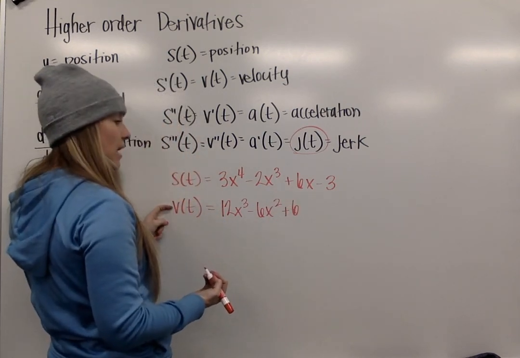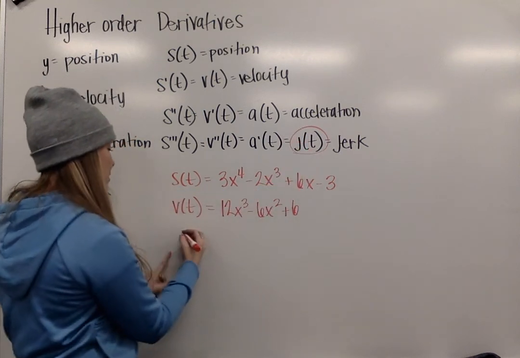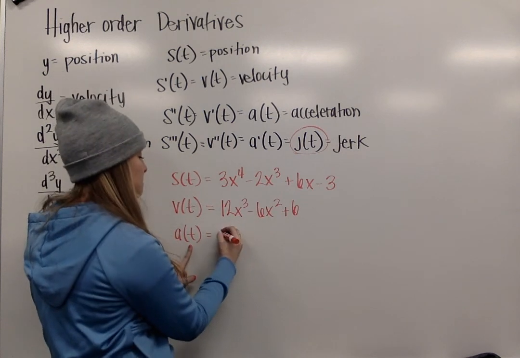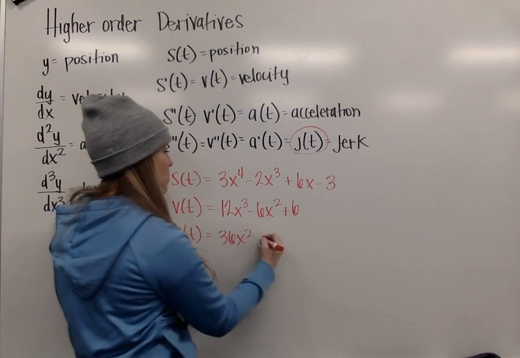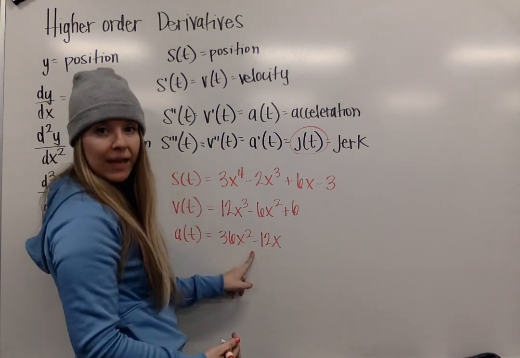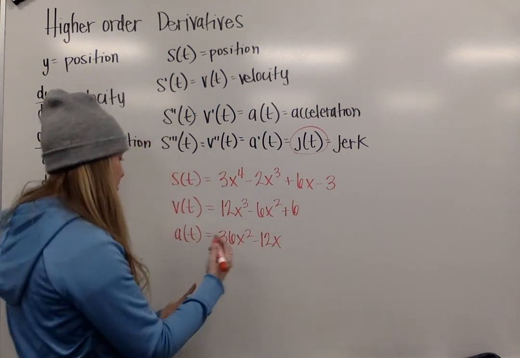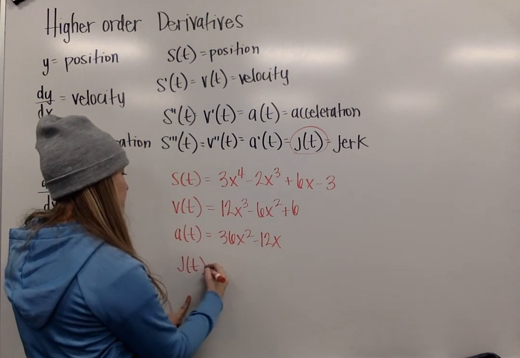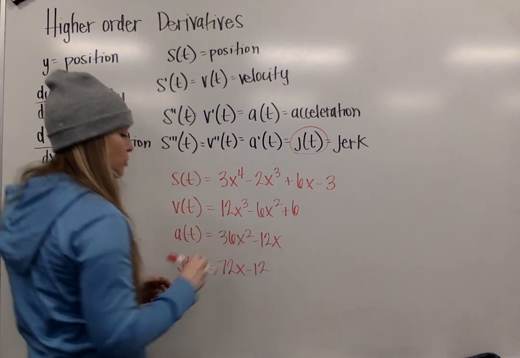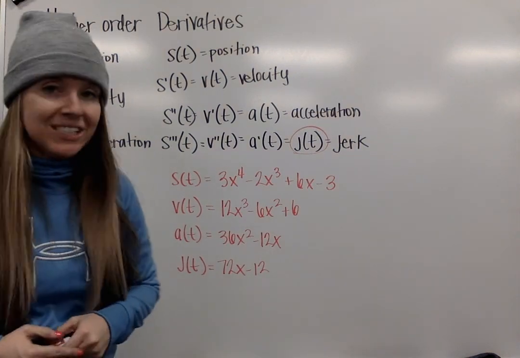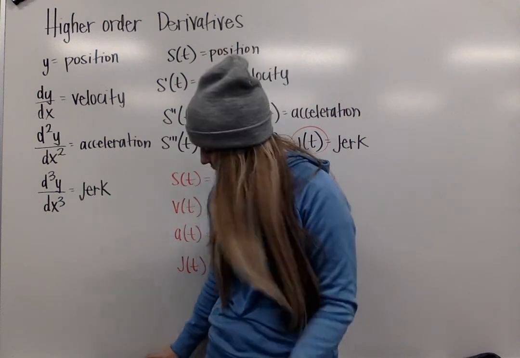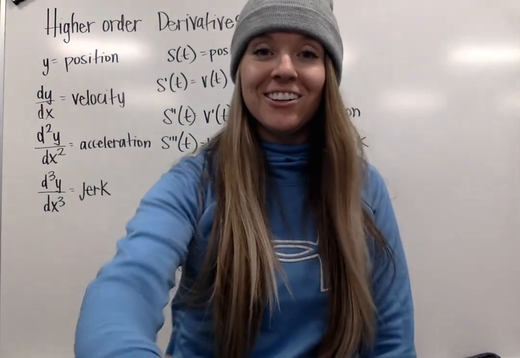So position to velocity. I need to go to jerk. So that means I have to pass through acceleration. So I take the derivative again. So that's 36x squared minus 12x. And then to get jerk, I just take the derivative again. So that's going to give me 72x minus 12. So just taking the derivative of the derivative is a higher order derivative. Okay, good luck with your practice.